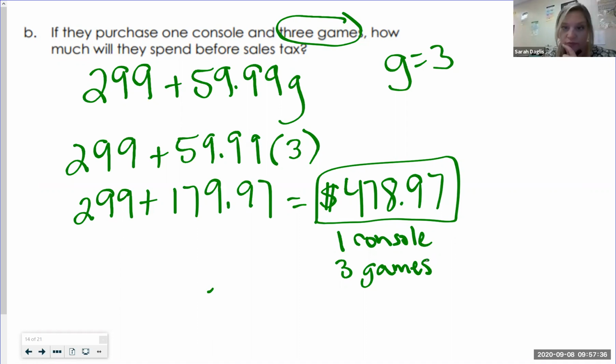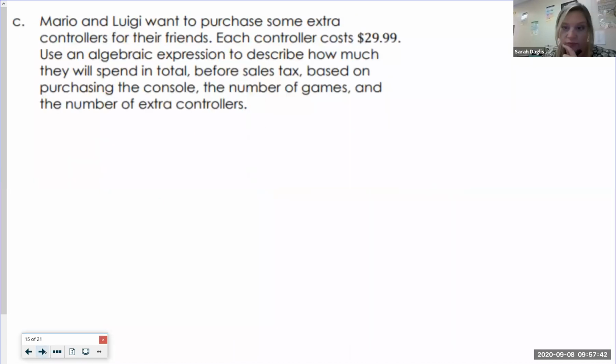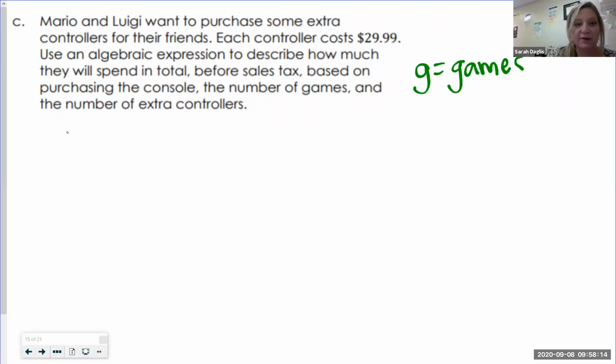Okay. Let's continue with this information with the Nintendo Switch. Now Mario and Luigi want to purchase some extra controllers for their friends. Each controller costs $29.99. Use an algebraic expression to describe how much they will spend in total before sales tax based on purchasing the console, the number of games, and the number of extra controllers. Okay, so we have something new. We know they're going to have the one console, right? We already know that G is my games. So we're going to use previous information.